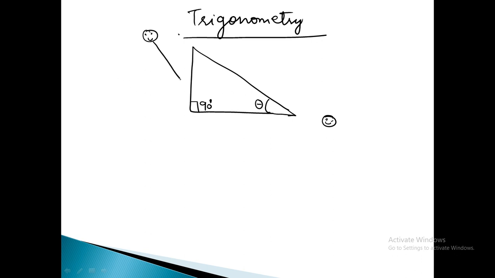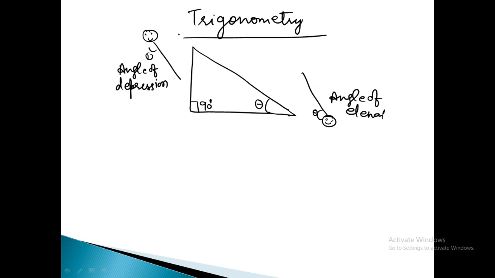Means if you make an angle here, that is known as angle of depression, and when the angle is made here, that is known as angle of elevation, angle of elevation. And this is known as perpendicular, this is known as hypotenuse, this is known as base.